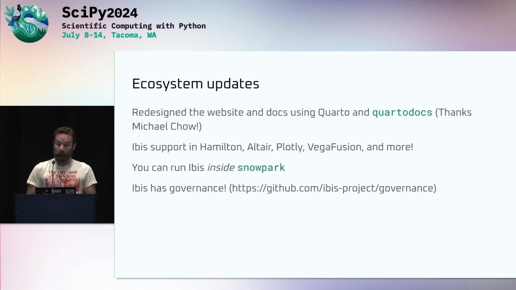Ecosystem updates. We redesigned our whole website using Quarto. I swear I wrote these before I saw the keynote. And Quarto Docs, big thanks to Michael Chow, who was working on Quarto Docs to make it work with our requirements at SciPy last year. We've got support in Hamilton, Altair, Plotly, VegaFusion, and more. You can run Ibis inside Snowpark on Snowflake, which is wild. And they said we were ungovernable, but we do have governance now. So that's a good thing.